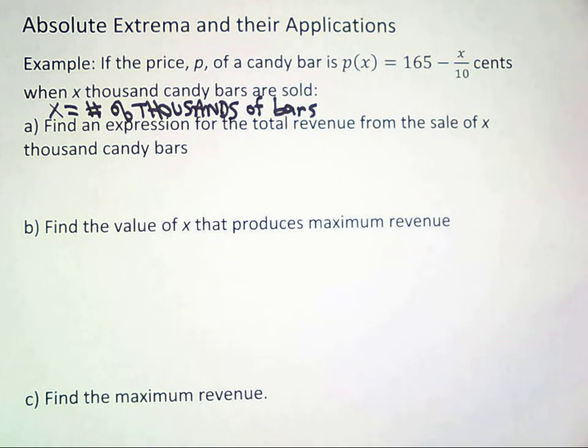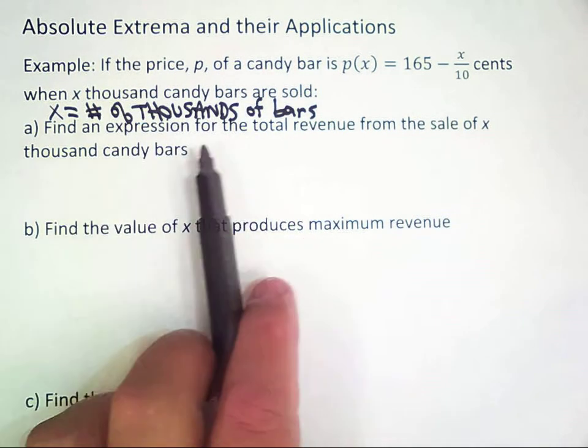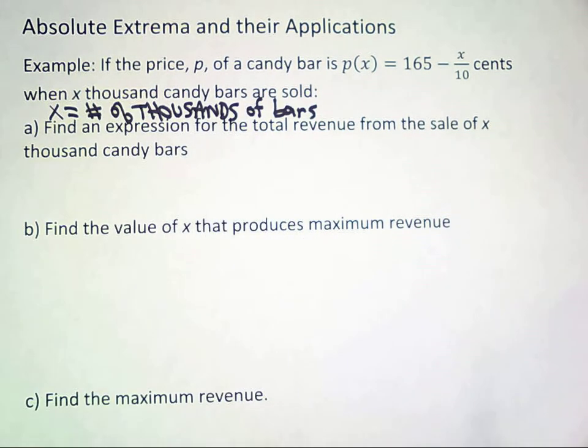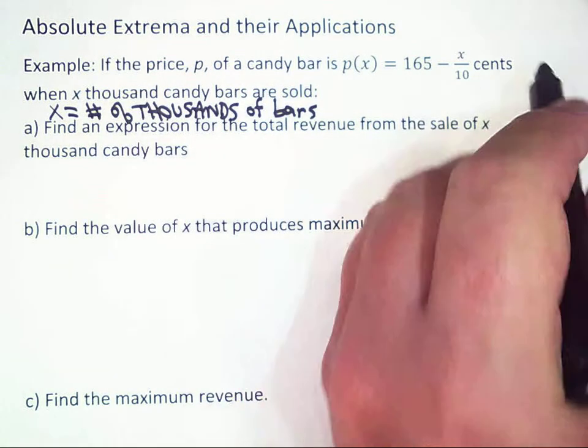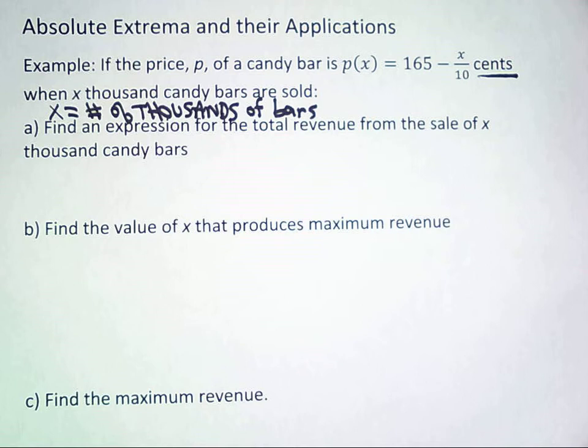Now, there are two things about this problem that are especially important to pay attention to, one of which I've already highlighted. X is not the number of candy bars sold, it's the number of thousands of candy bars sold, first of all. The second thing is that this is in cents, not dollars, and you're so used to working in dollars. You need to be careful about that. Given those two things, though, let's go for it.